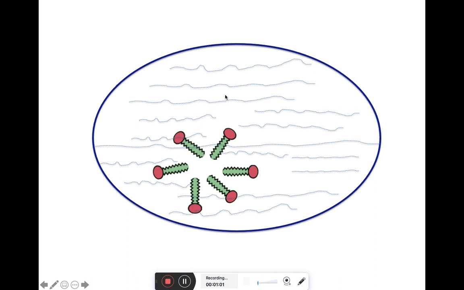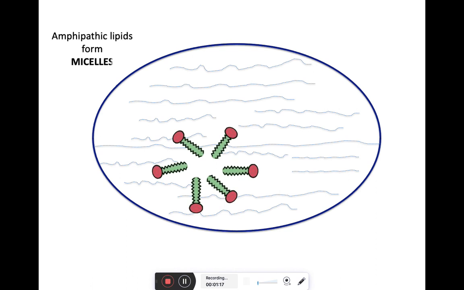All the non-polar tails are directed away from the surrounding water, towards the core. It forms a spherical structure where all the non-polar tails are away from water and the polar heads are on the surface towards the water. This is called a micelle. So amphipathic lipids form micelles.